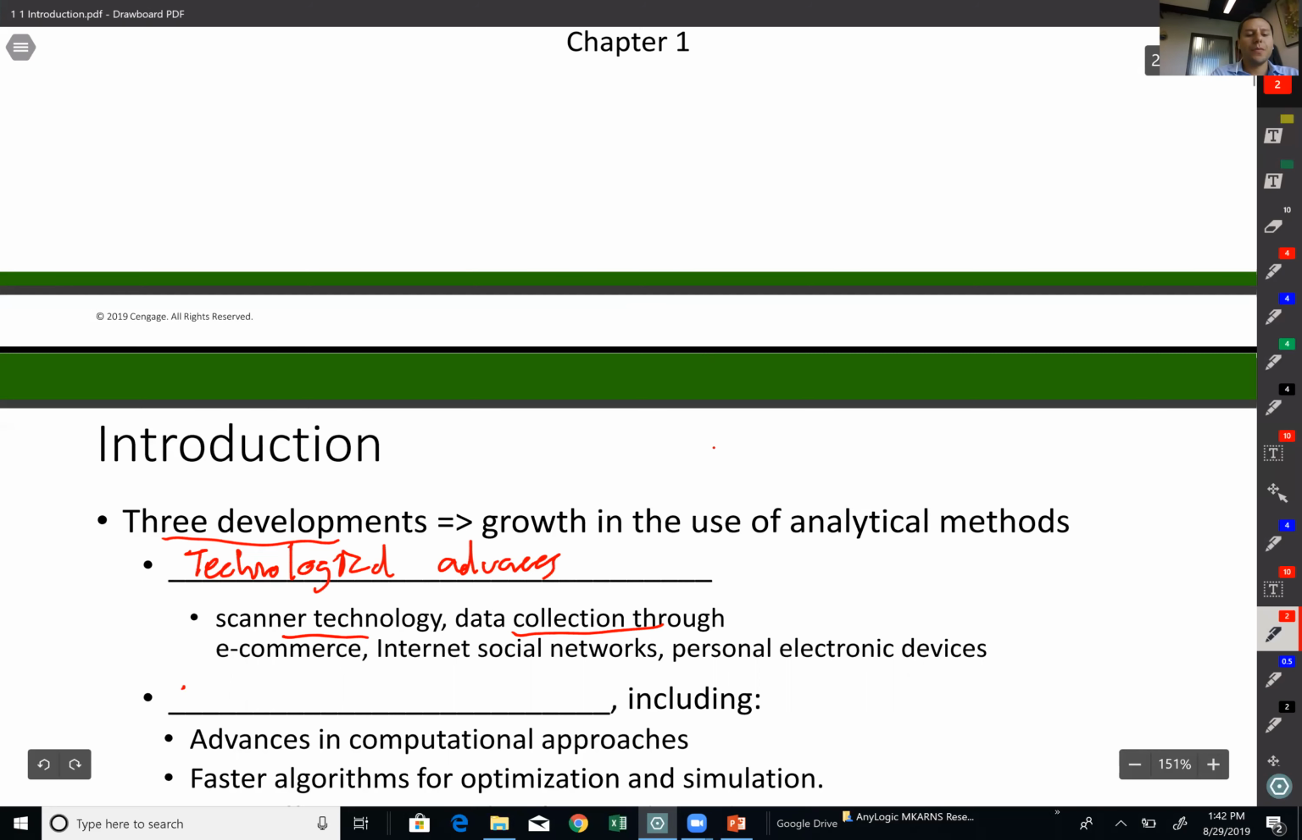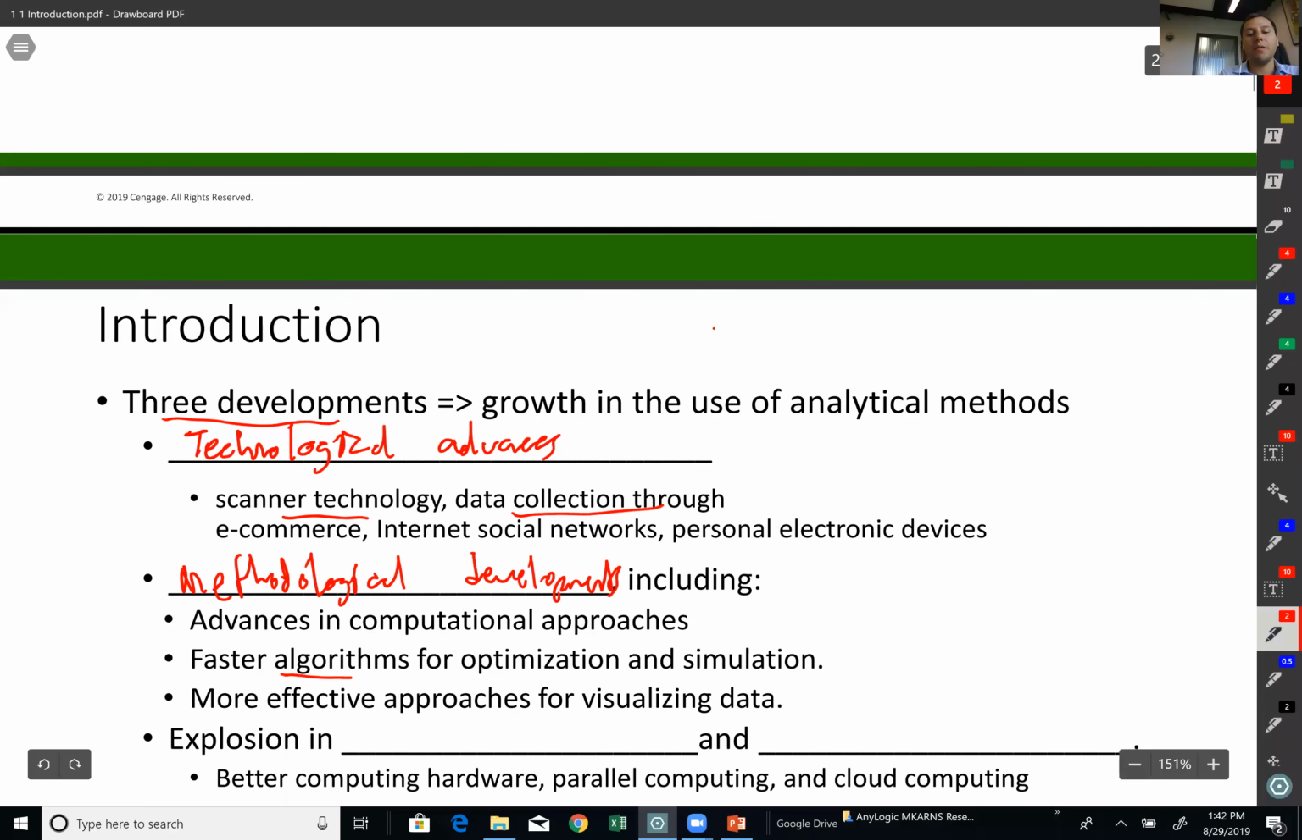And also, we have most recent methodological developments. New people, researchers come up with different algorithms, faster and more effective approaches. And we have some visualization tools like Tableau to make things even easier. Even Excel is getting better and better every year.